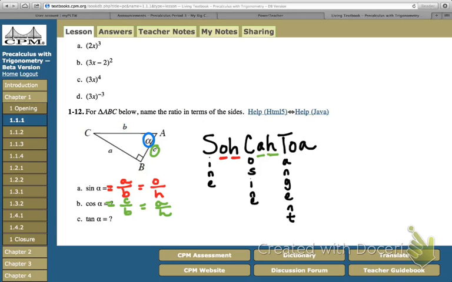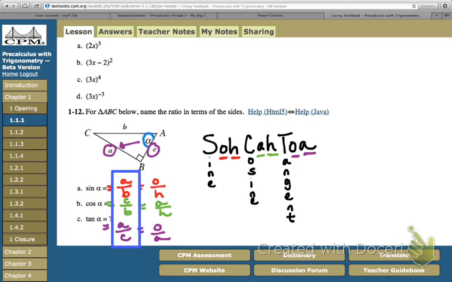The last one here is tangent. And tangent is your last ratio. That's going to be opposite over adjacent. So now we're going to look at opposite the alpha, which is A, over your adjacent, which is, again, C. And this is TOA.